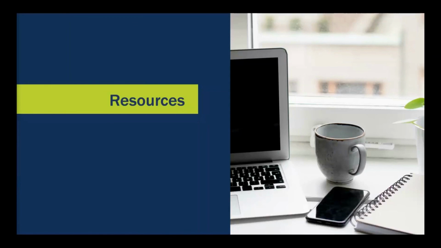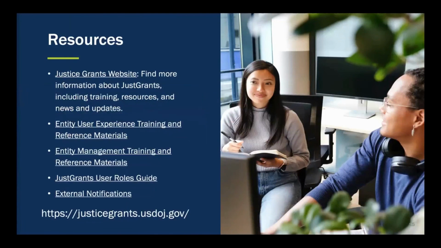And we do have some materials I'd like to point you towards so that you can manage your tasks and your processes in JustGrants. So first of all, we have this JustGrants website. It's at justicegrants.usdoj.gov. That URL is at the very bottom of the screen. And on that website, you'll find all sorts of JustGrants information, including job aid reference guides, which will help provide you with information on step-by-step processes. We have quick reference guides, which provide you with step-by-step processes on sort of smaller tasks.